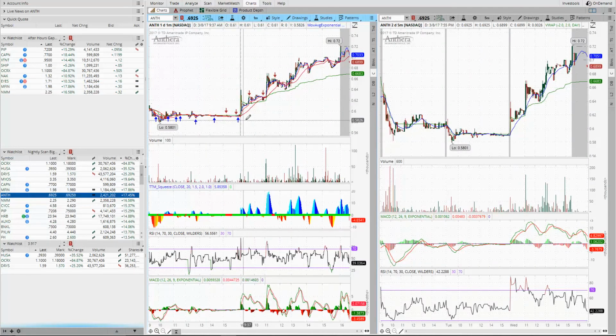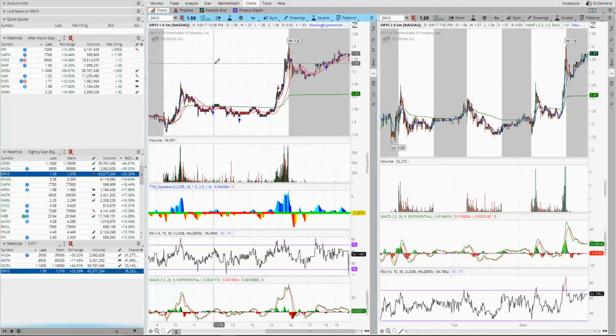ANTH is a stock that keeps going up and down. It's held its highs, has 2 million shares. I'm gonna put it on the watch list. This is probably gonna be a great short opportunity tomorrow. If you can find shares to short it, I say go for it.